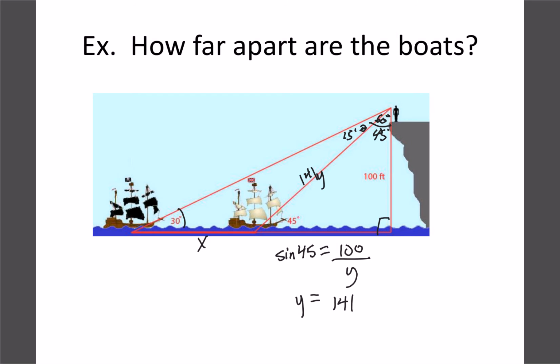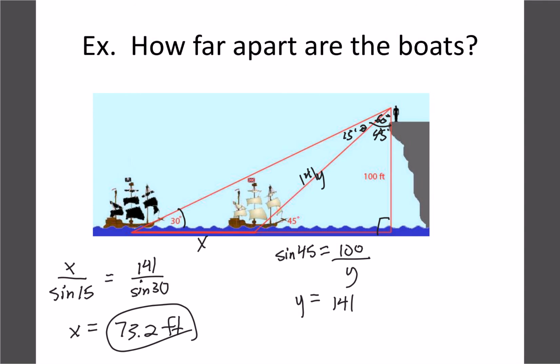So we have our triangle, and we can actually use the sine law. We'd have x over sine 15 equals 141 over sine 30. If we cross multiply those out, we'd have 141 times sine 15, divided by sine 30, and that gives us 73.2 feet. So that would be our distance in between those two boats.